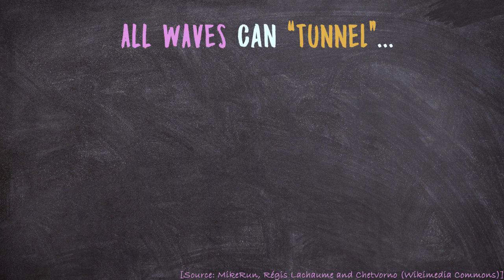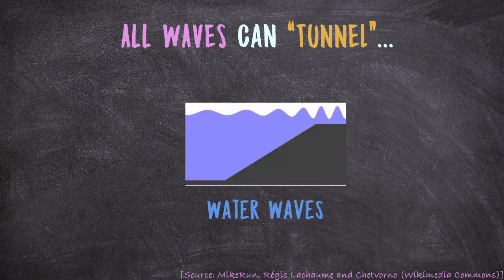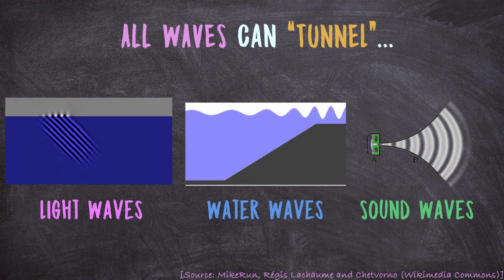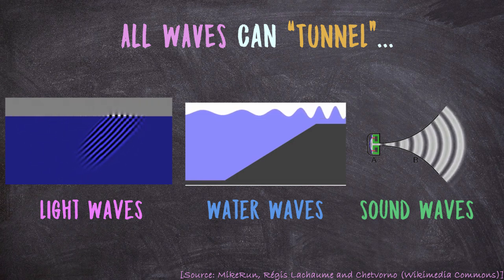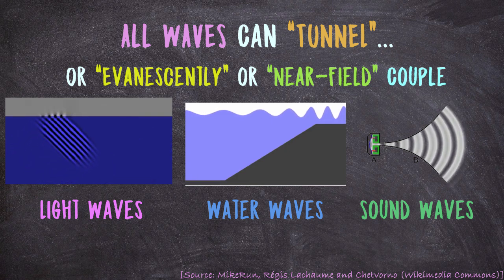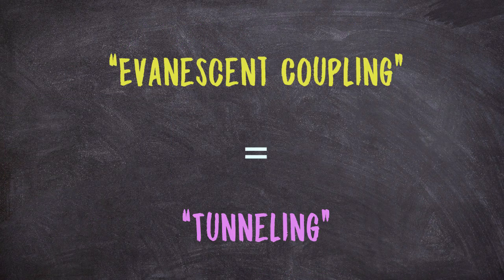Quantum tunneling is actually just something that waves do, that all waves do. Ocean waves, sound waves, light, they can all tunnel. It's just called something different. With those waves, they call it either evanescent wave coupling or near field coupling. So the jargon might be different, but tunneling is just the same regular wave property in a new context.